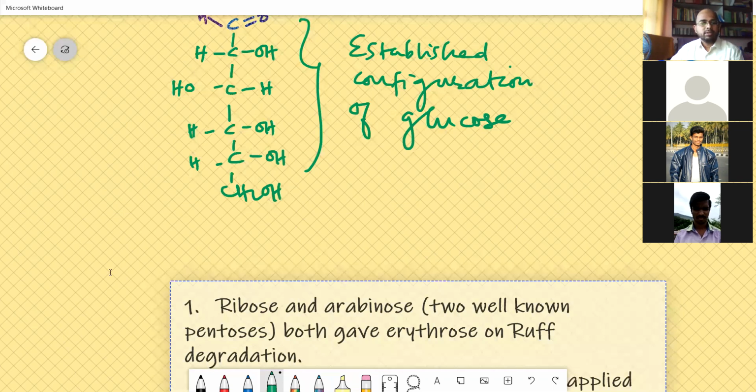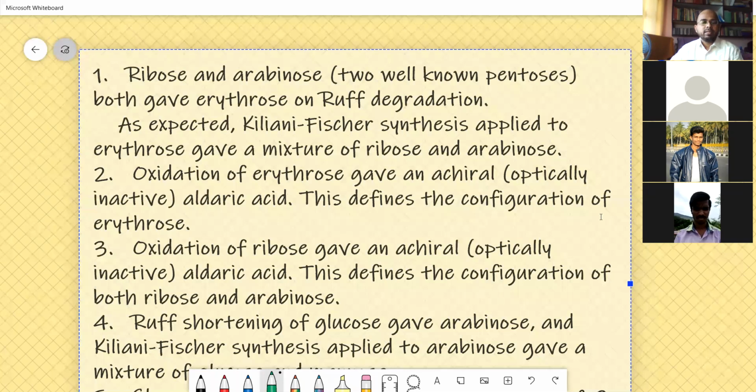You can take this down. This is the important point I have typed. Ribose and arabinose, two well-known pentoses. Pentose means five-membered. They give both erythrose on Ruff degradation. I will explain Ruff degradation and Kiliani-Fischer synthesis later.